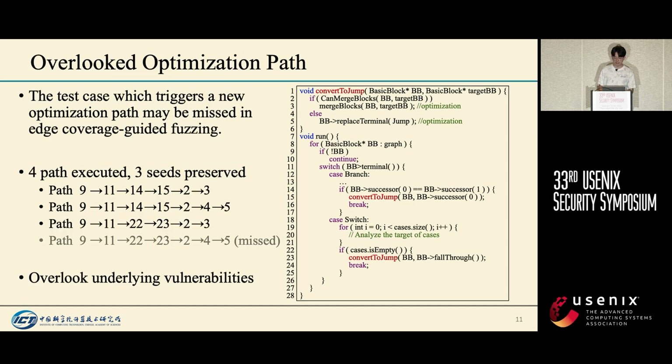The second observation is that the test case which triggers a new optimization path may be missed in edge coverage guided fuzzing. The execution of some optimization paths will potentially cover all the edges of other optimization paths because of code reuse. For example, the first 3 paths shown in the slides will cover all the edges of the 4th path. Consequently, in edge coverage guided fuzzing, even if a specific test case triggers a new optimization path, it may not be preserved as a seed due to its failure to reach new edges. In this way, edge coverage guided fuzzing may overlook underlying vulnerabilities related to this optimization path.